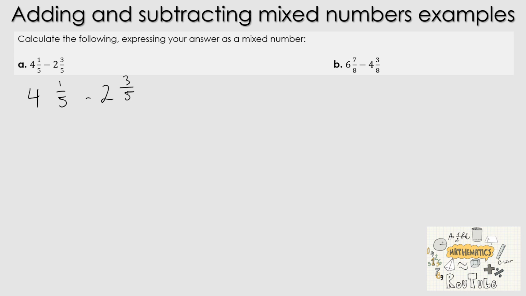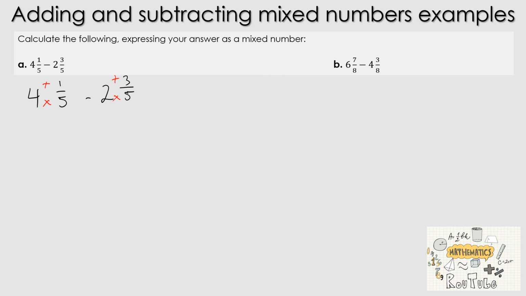Like I said before, some people might deal with the whole numbers first. So they might do 4 minus 2 and then 1/5 minus 3/5. I personally don't prefer to do it that way, but like I said, if you want to do it that way, go for it. What I like to do is, first of all, convert the mixed numbers into improper fractions like we spoke about previously. So we're going to follow the same process: multiply and add, and then multiply and add.